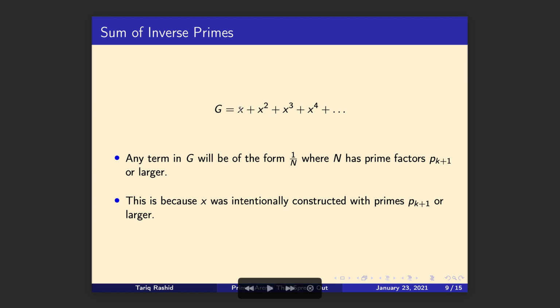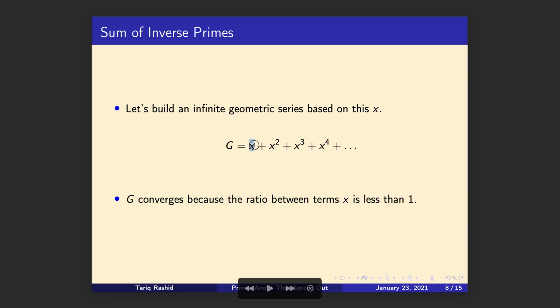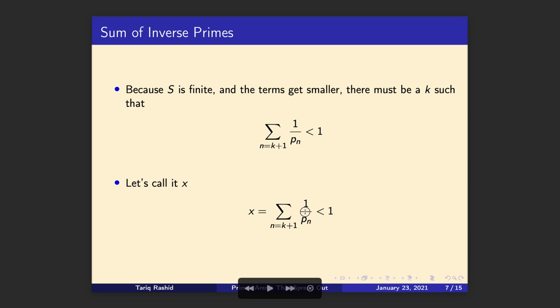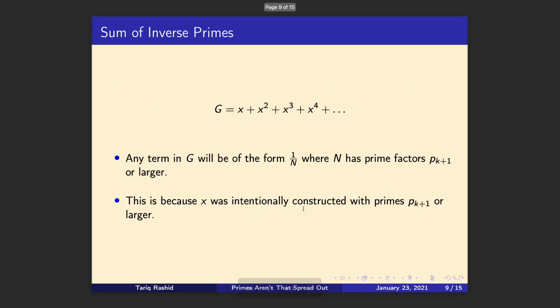Now the interesting thing to note about g is that each of these terms, each x, remember, was made of the sum of primes, but those primes were the k plus 1th prime and larger, not smaller. So the terms in this, if we expanded this out, will be of the form 1 over n, where n has prime factors p_(k+1) or larger, not smaller. By construction they weren't in there, we excluded them. Okay, we're still preparing this kind of proof, this attack. We're building these things. So we've built x, we've built g, and we've noted a property of g that its terms don't have prime factors p_k or smaller.